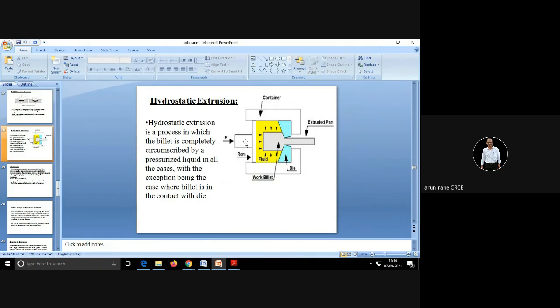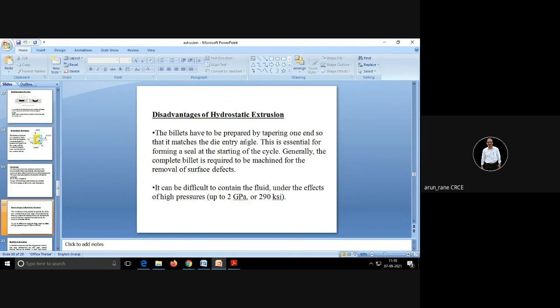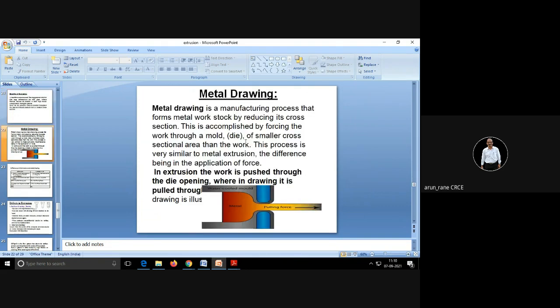Hydrostatic extrusion: everything remains the same, only the pressure of a fluid is used, usually oil. There is a difference between extrusion and drawing. In extrusion, the material is pushed, whereas in drawing, the material is pulled. So try to understand this pushing and pulling. Pull means खींचना and push means दबाना. So this is what drawing is.